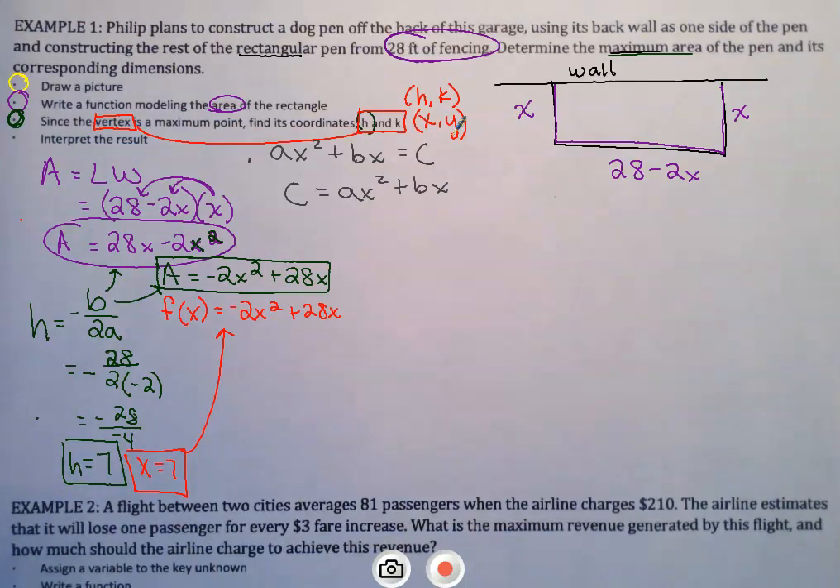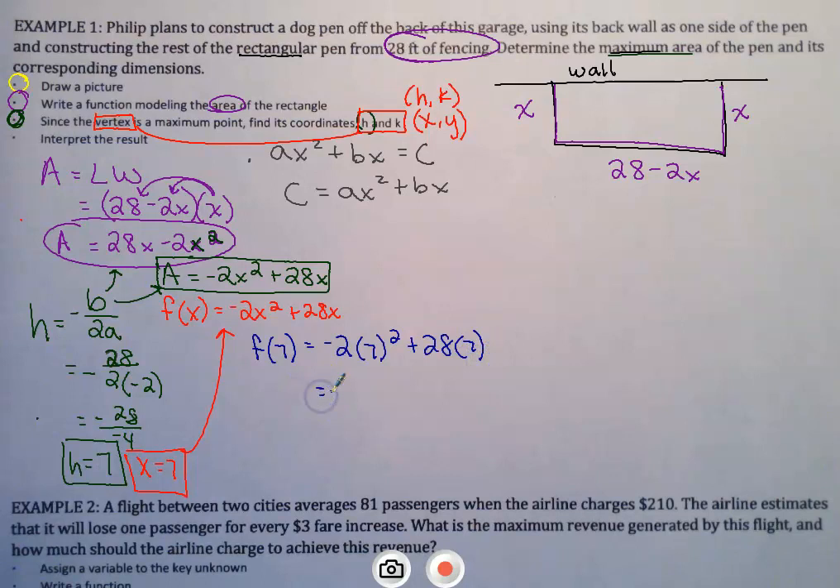To solve for y, you just take the zeros, but that's not right. Okay, so we're going to do f of 7. We're going to plug it in. Equals negative 2 times 7 squared plus 28 times 7.